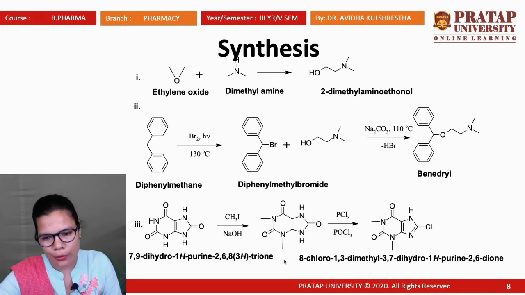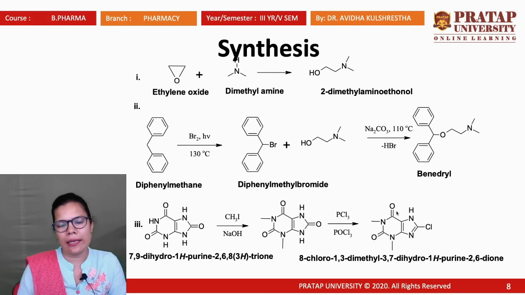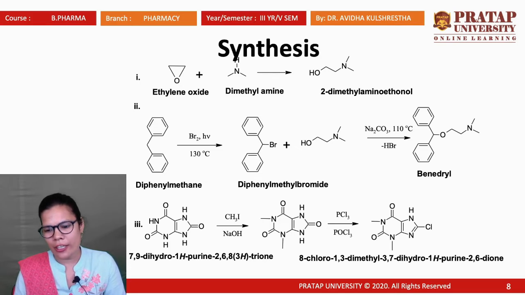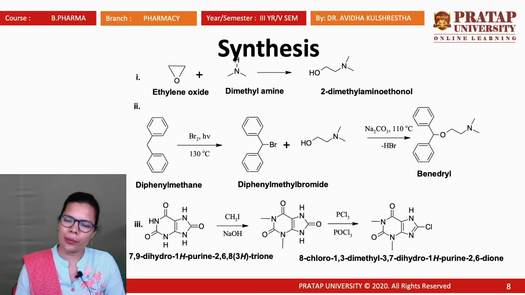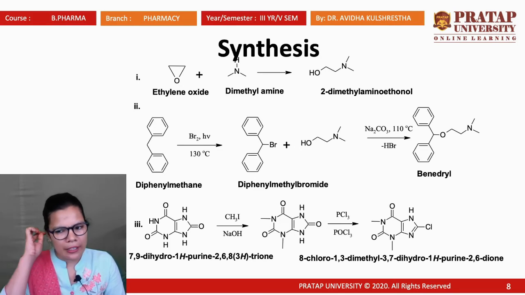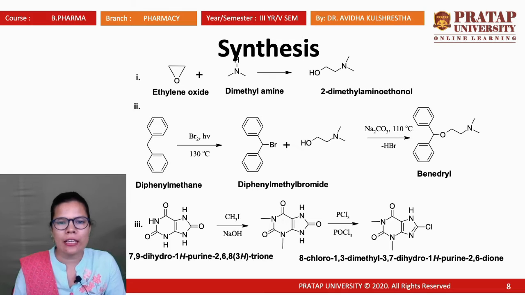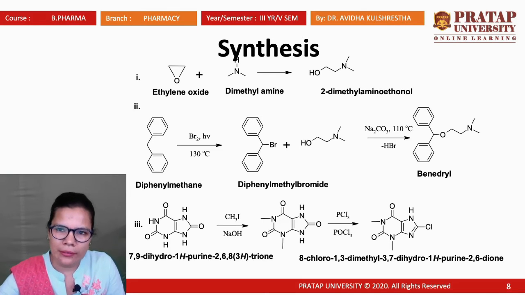with the alkyl group. Further reaction takes place in the presence of PCl3 and POCl3. This compound is formed. The name of this compound is 8-chloro-1,3-dimethyl-3,7-dihydro-1H-purine-2,6-dione. So when this and Benadryl combine, they form the drug.